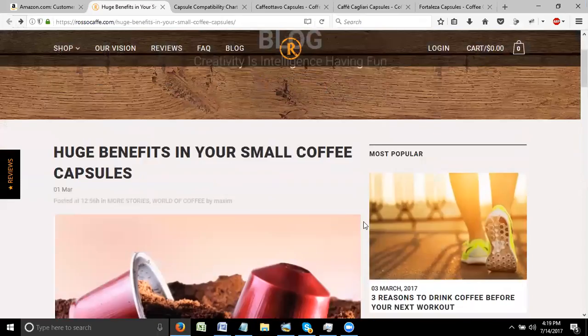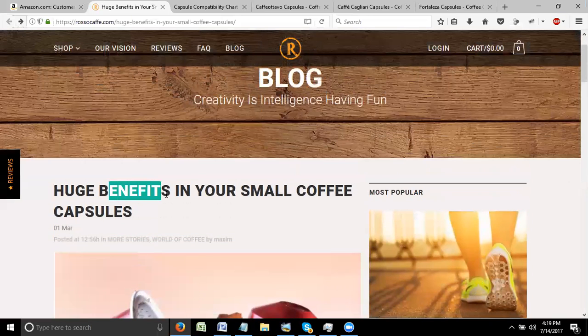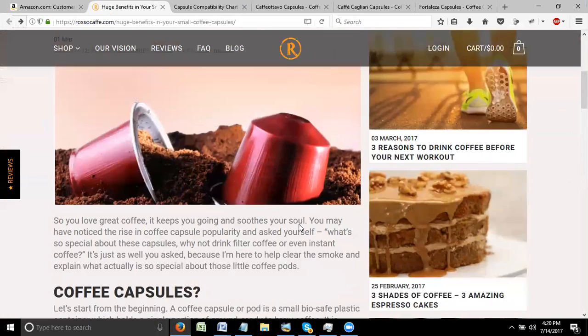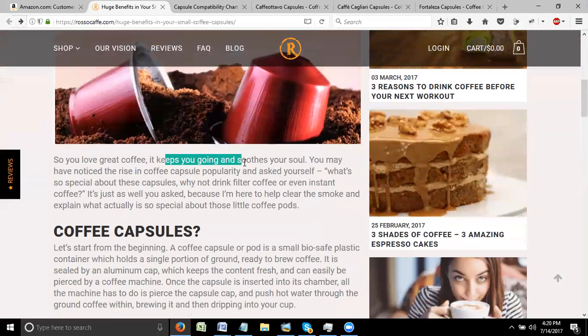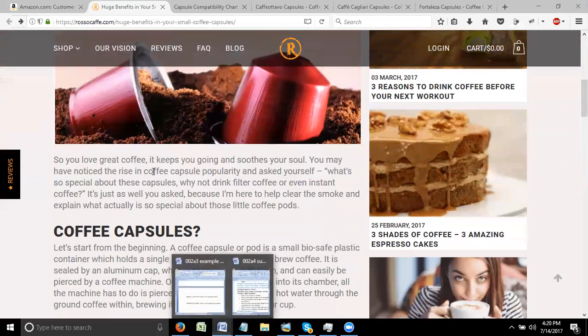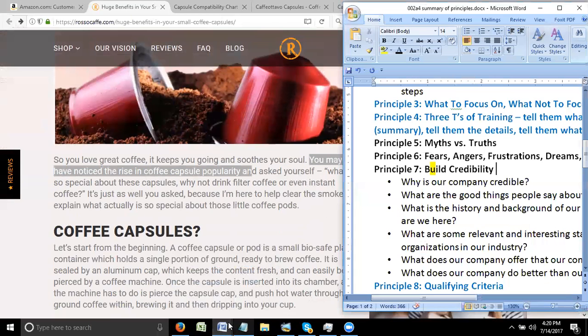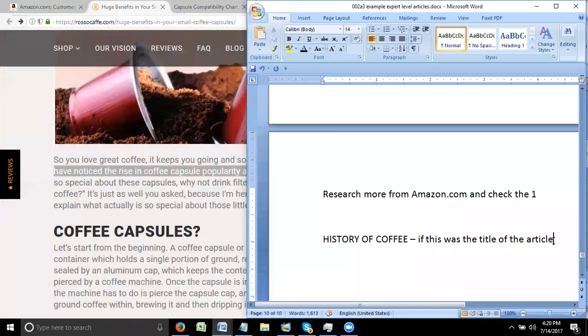You're adding some info here, but here you're talking about the benefits. If you talk about the benefits, you have to focus on the benefits, not on the history of coffee, where you're talking about, so you love great coffee, it keeps you and soothes you, so you may have noticed the rise of the coffee capsule. Now, this part here, you may have noticed the rise in coffee capsule popularity and ask, what's so special about these capsules? These might fit in a different article, rise of coffee capsules.